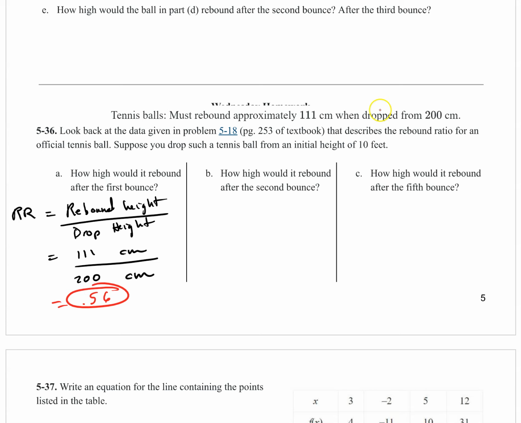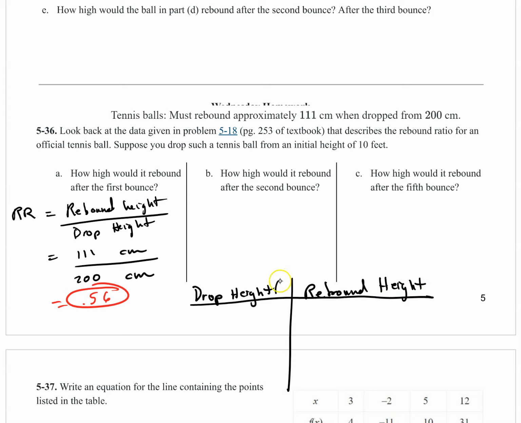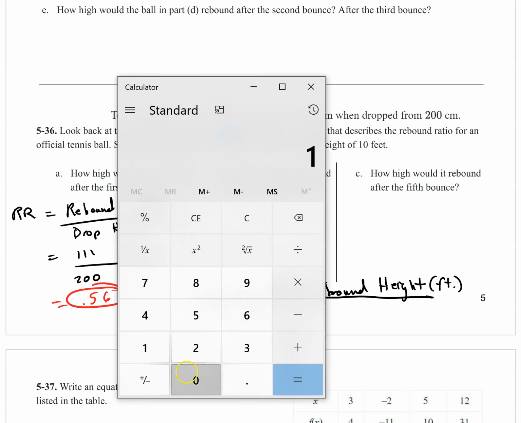Okay, so if we start with a height of 10 feet, here's my table. I've got drop height in feet and rebound height also in feet. So suppose you drop a tennis ball from an initial height of 10 feet. Well, to get the rebound height, you take 10 and you multiply it by the rebound ratio.